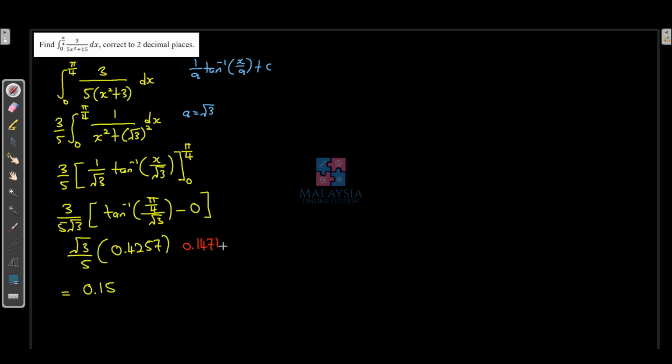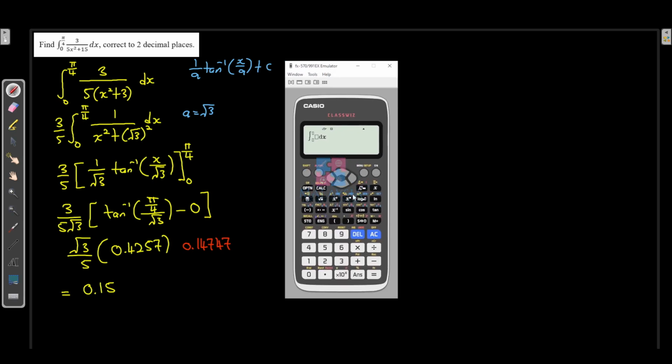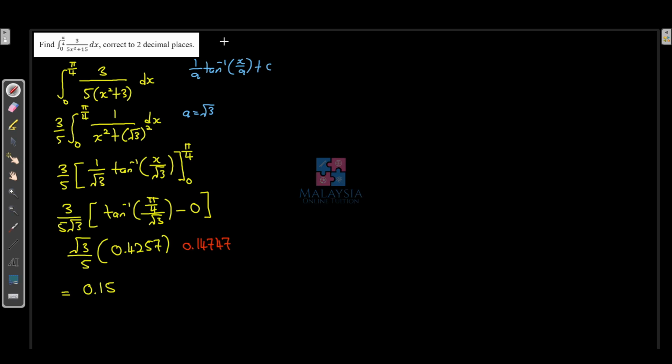Now let's check the answer from the calculator. Integration of 3 over 5x squared plus 15 from 0 until pi over 4. The answer is 0.14747. Okay, we have verified the answer. But since they asked for 2 decimal places, we write 0.15 for the final answer for question number 3.